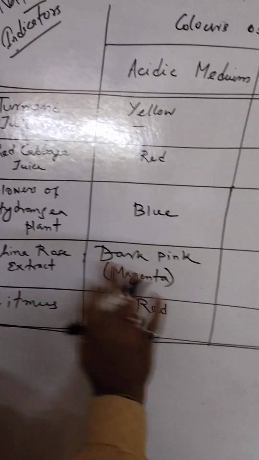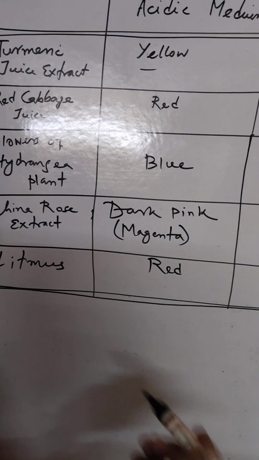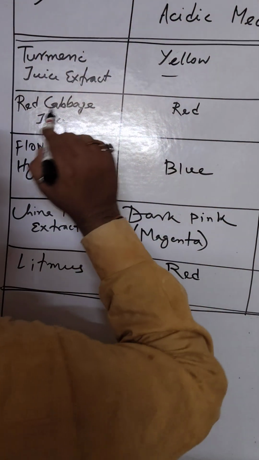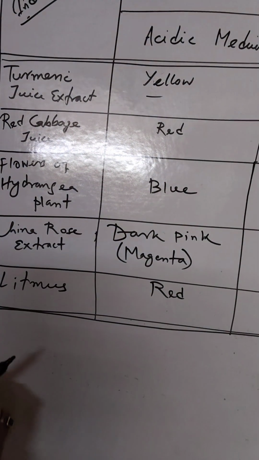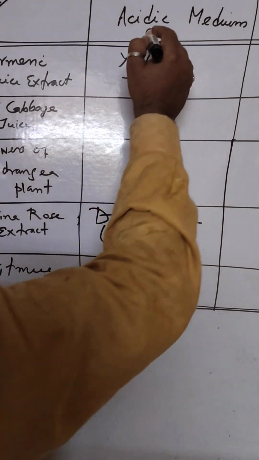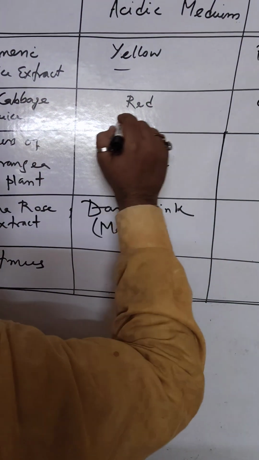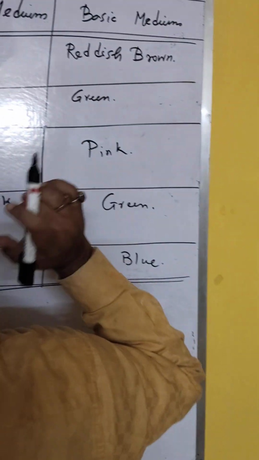So from this part you can get a match the following, or sometimes complete the table. Now it became a style also. Now red cabbage juice, this was used by the Romans and the Greeks long ago in the time of civilization. In acidic medium, this gives you the red color. The color changes to green when the medium becomes basic.